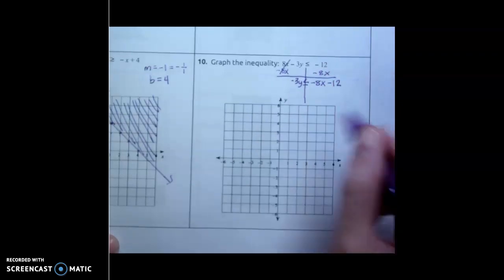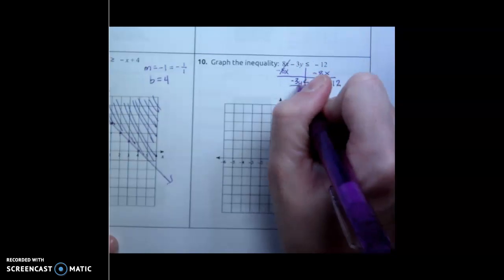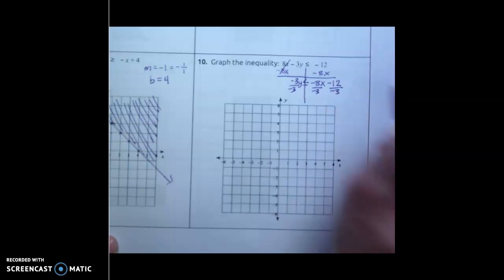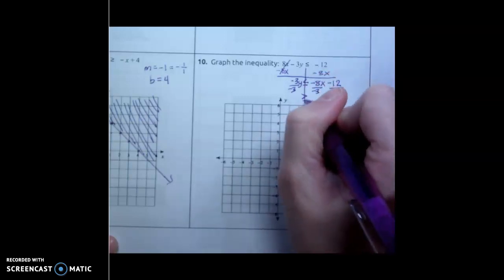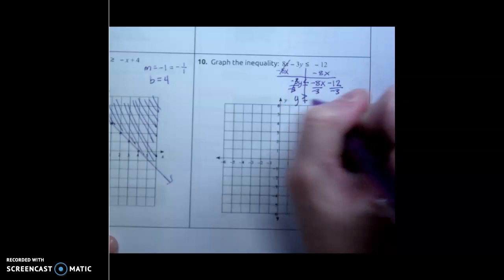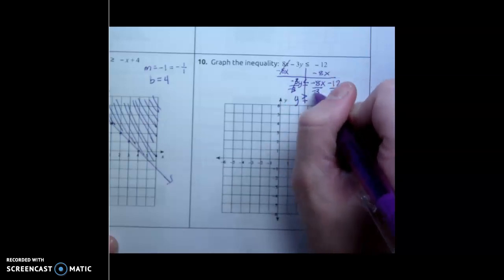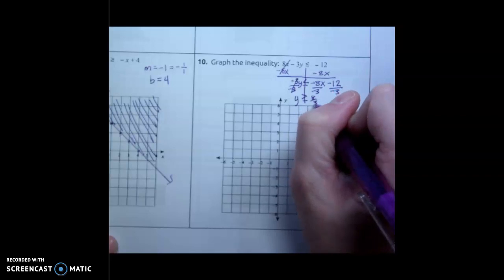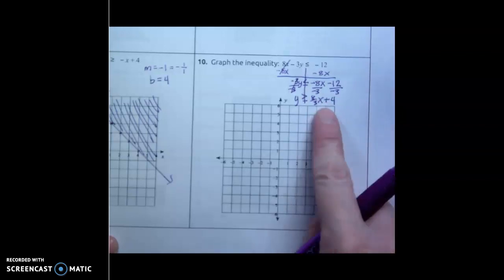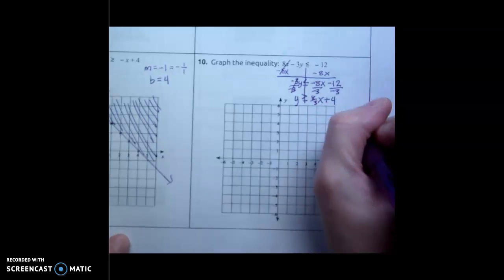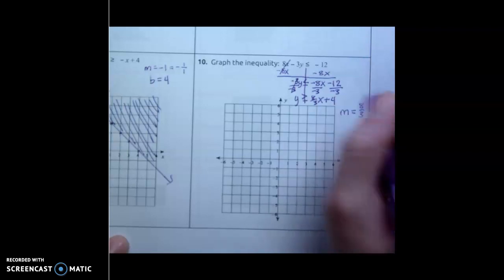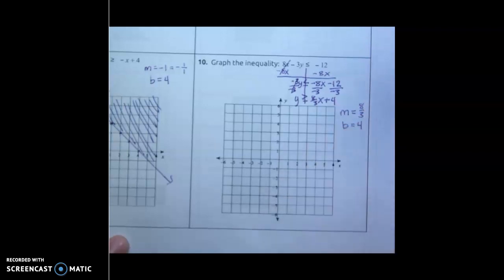All right, so now we need to divide everything by negative 3. But when you divide by a negative, you have to be careful because you need to flip the sign. So instead of less than or equal to, now it's greater than or equal to. So we have y is greater than or equal to. Negative over negative is a positive, so we have positive 8/3 x. And again, negative over negative is a positive, so we have plus 4. All right, so now we have a slope of 8/3, and we have a y-intercept of positive 4.